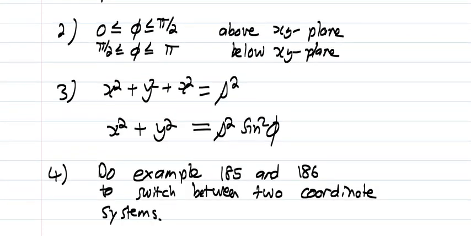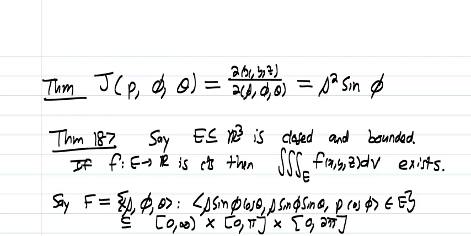All right. Now, it is important that you are able to jump between rectangular and spherical coordinates. So please do examples 185 and 186 to be comfortable with jumping from rectangular coordinates to spherical coordinates and vice versa. All right. Now, what is the Jacobian?